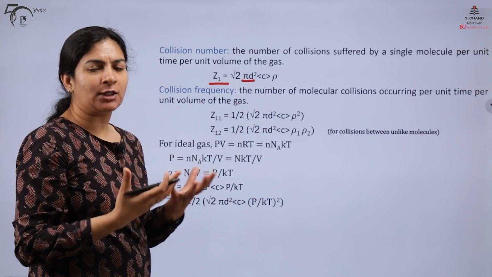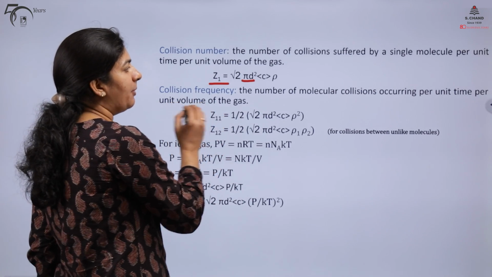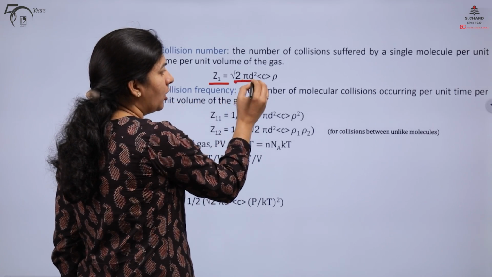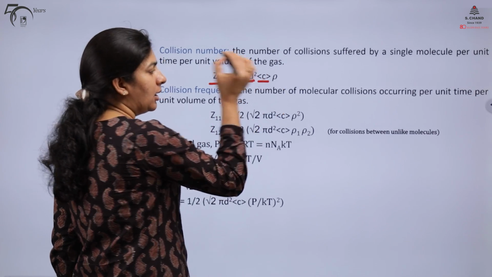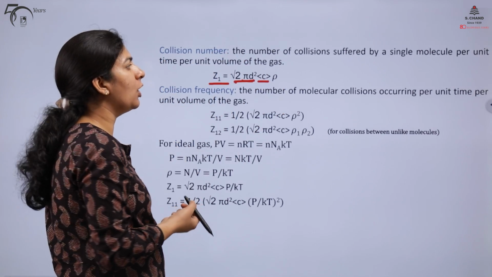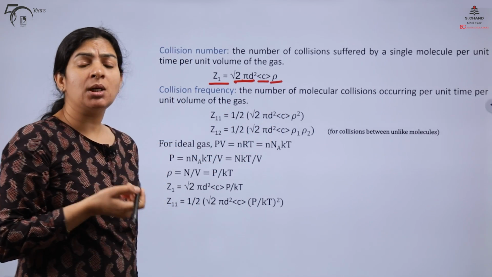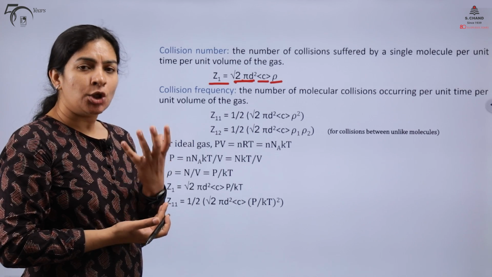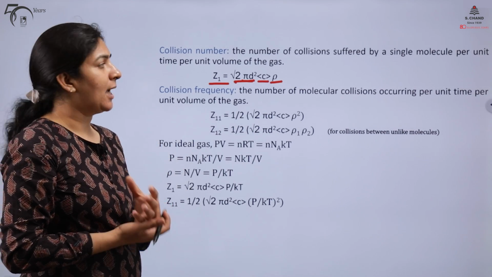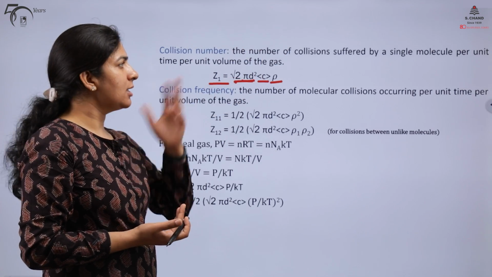Of course, the number of effective collisions which a molecule will suffer will depend upon what factors? It would depend upon the collision cross section, it would depend upon the average velocity of the molecule, and it would also depend upon the number density, how many molecules are present in unit volume of the gas, because that single molecule is going to collide with the rest of the molecules.